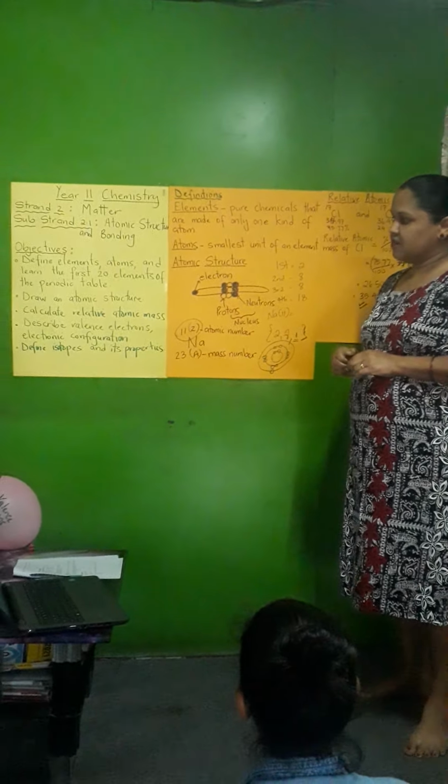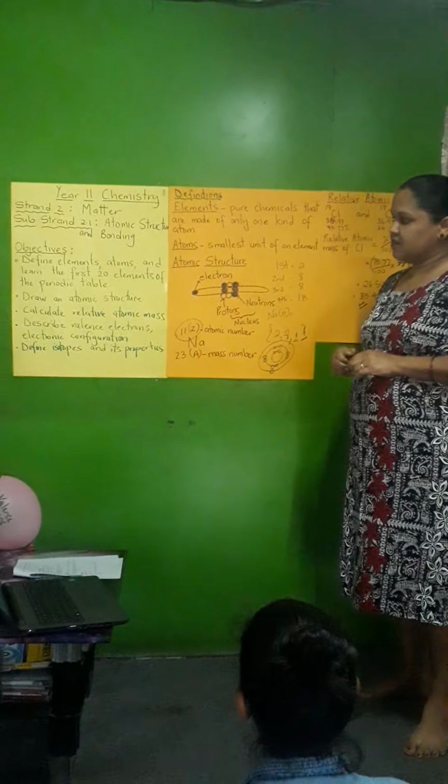Now let's recap from what you learned in year 10 during basic science. You must have learned about protons, neutrons, electrons, how to calculate the number of neutrons, and you also learned how to draw the electronic configuration of certain elements. Now we'll begin our class.